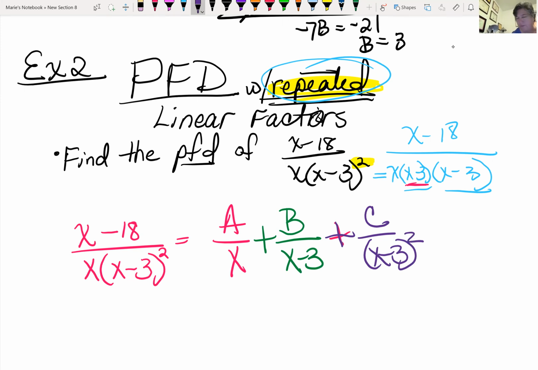Do you see where I'm going with this one? Do you see what I mean by you got to take out that single that is repeated? That's the difference between the one you did in example 1 and the one you're doing now.